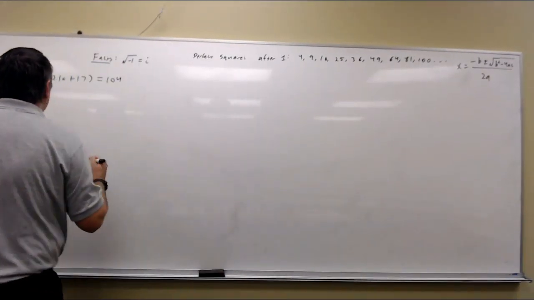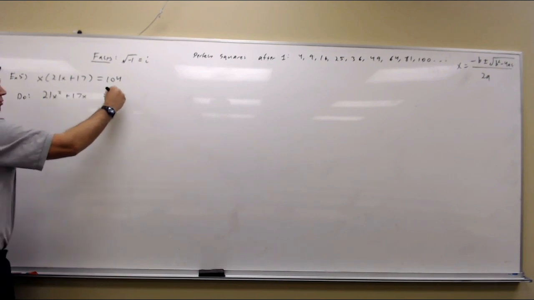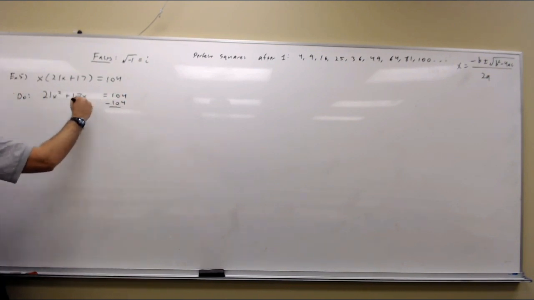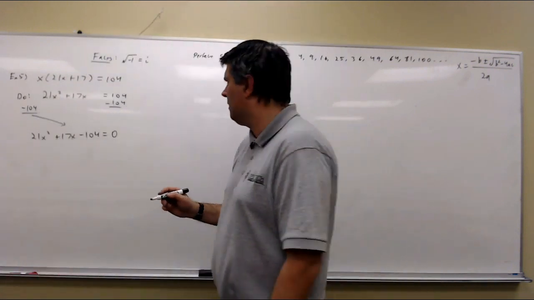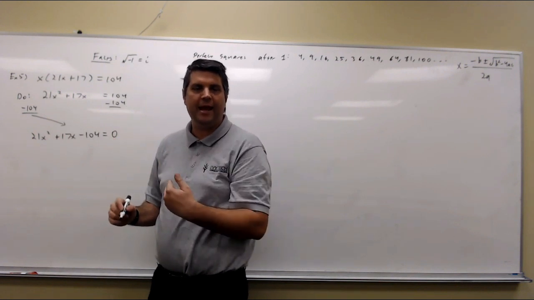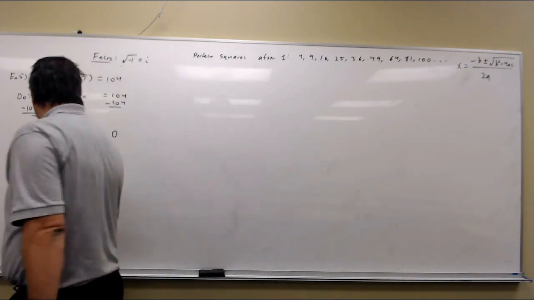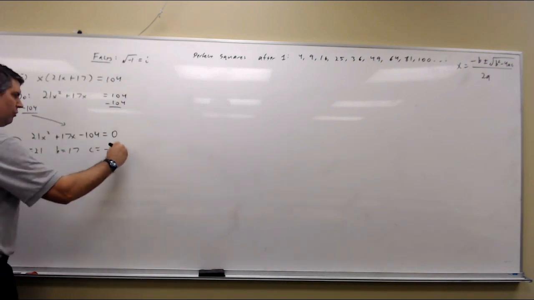All right, so here's another example. First, distribute this x through. So I'll have 21x squared plus 17x equals 104. Bring one side to 0. 21x squared plus 17x minus 104 equals 0. Now, because I can't take a 21 out of everything, it's not going to be easily factorable, and it's not conducive to completing the square. So a will be 21, b is 17, c is negative 104.